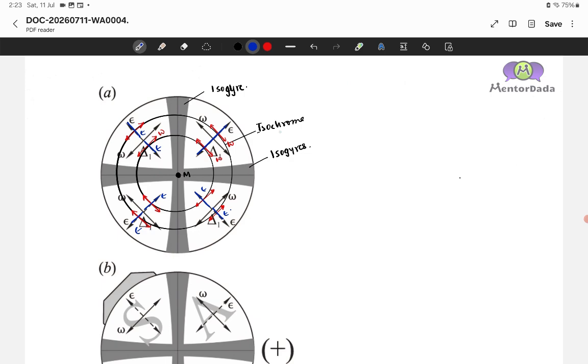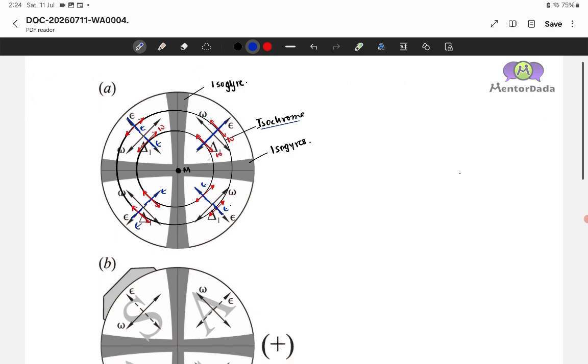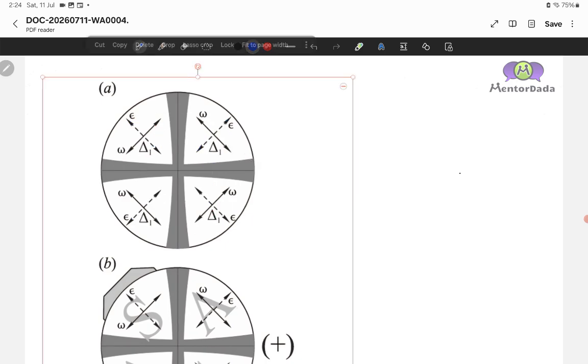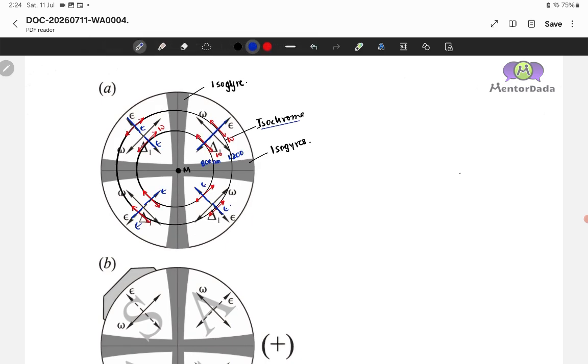Look, suppose all of these isochromes have some definite value of retardation. Suppose this line may show you an 800 nanometer retardation line, or if you go away from this, it could be a 1200 nanometer retardation line. So the isochrome will definitely have some retardation value, right?